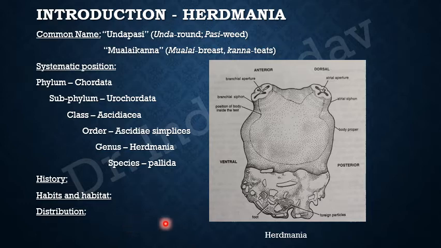Though there are about 16 species reported from different seas of the world, yet there are only 4 species reported from the Indian Ocean. And the names of these species I've already taken, but let me repeat. The species occurring in the Indian Ocean are Herdmania pallida, Herdmania celonica, Herdmania mauritiana, and Herdmania inurensis. This was a detailed introduction of Herdmania. Now let's go to the next topic.